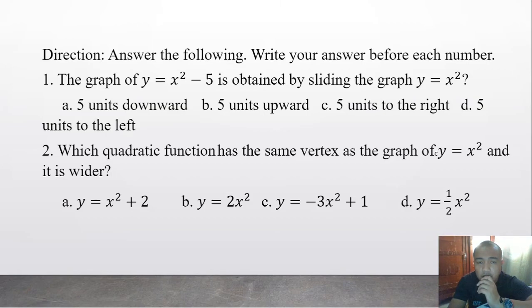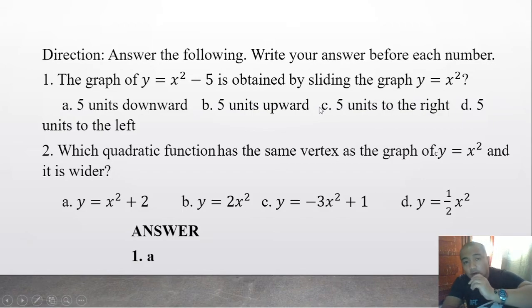The graph of y equals x squared minus 5 is obtained by sliding the graph y equals x squared. A, 5 units downward, 5 units upward, 5 units to the right, or 5 units to the left. Answer is A, 5 units downward, because k is negative 5. So mag-shift siya downward 5 units from the origin.